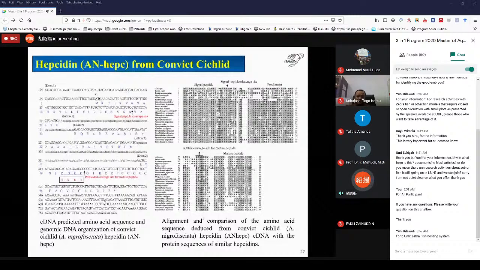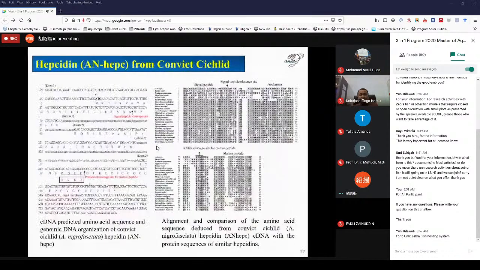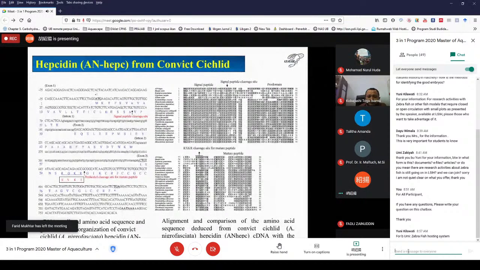So we isolated the hepcidin gene from convict cichlid. The gene structure contains 3 exons and 2 introns, and we aligned it with different fish species, which have the same gene structure. The protein structure contains the signal peptide and the cleavage site, and here is the mature peptide. The hepcidin is indicated, meaning the mature peptide here. We named it ANHEPC.